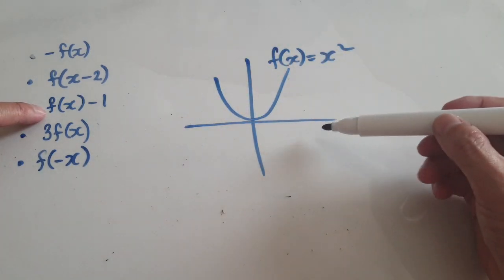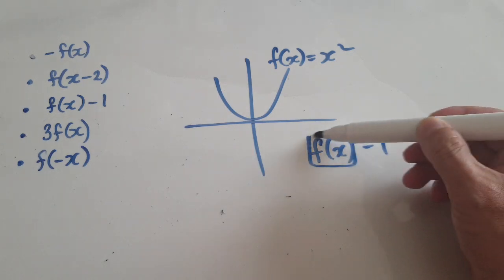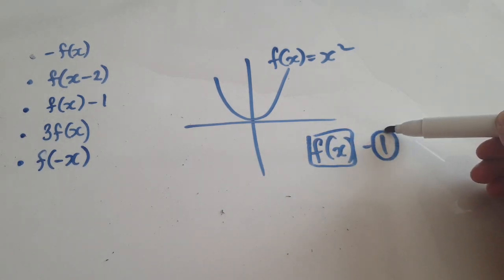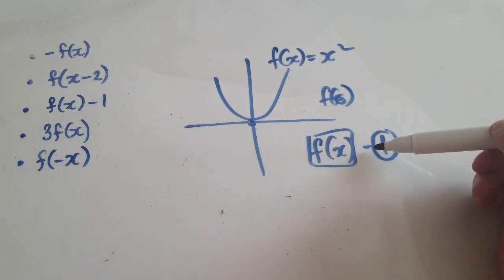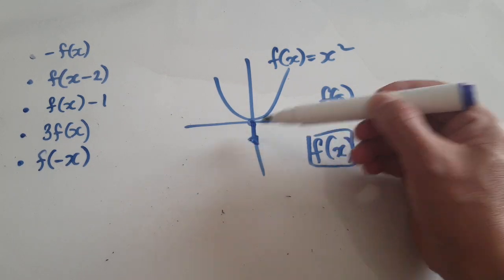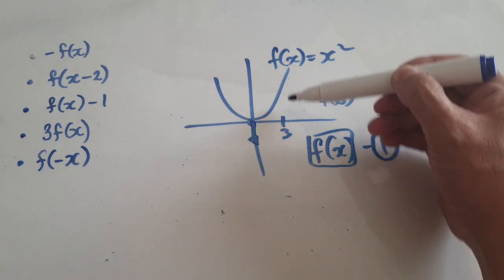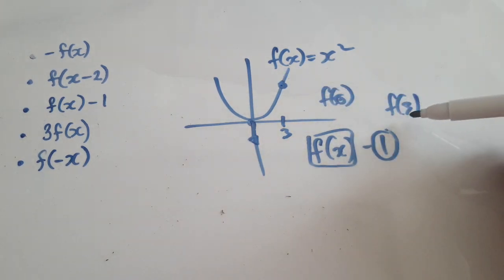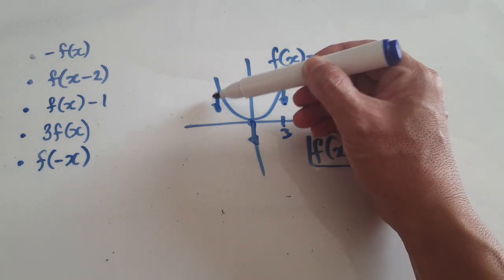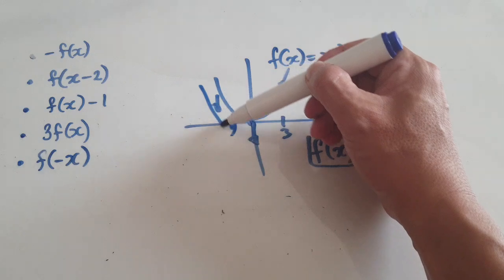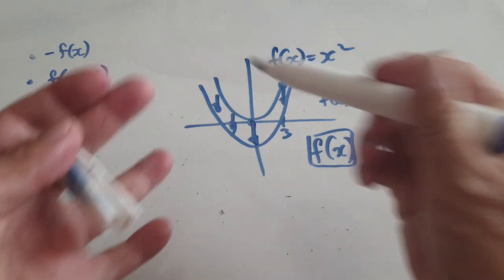Anyway, next one here. Any function f of x equals, let's just say x squared, which looks like this. This transformation here would mean the old graph, drag everything down by 1. So normally f of 0 would be 0. You take away 1, so it gets dragged down. Normally f of 3 would be 9, but then you drag it down by 1, so it would be at 8, and you basically drag everything down by 1, so it looks like this. So this transformation drags the function down by 1.